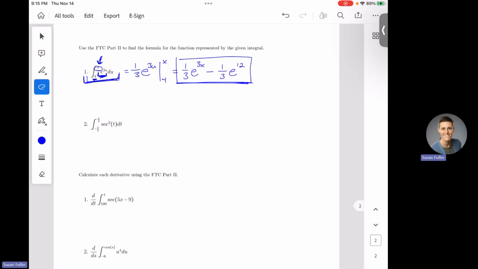Cool. Now number 2. Again, I'm asked to find the formula for this integral. And notice I've got variables in both my top and bottom bounds here. We didn't really talk about this in class specifically, but honestly, if you have variables in your bounds, that is an area function. So with this one, both your top and your bottom bounds are going to depend on the value that you plug in.